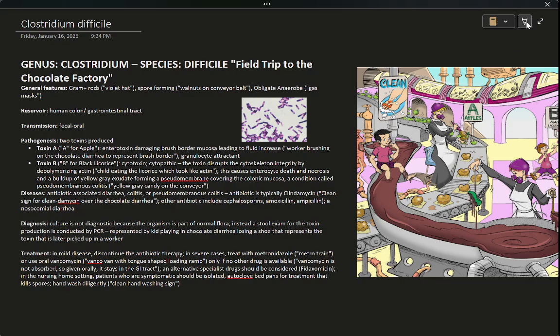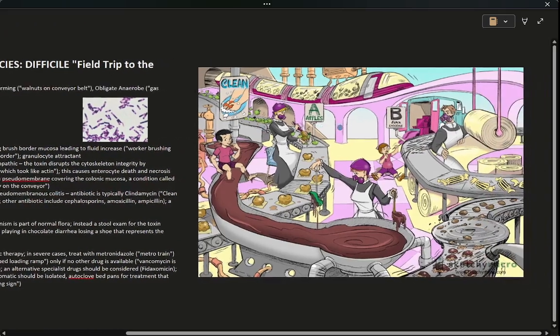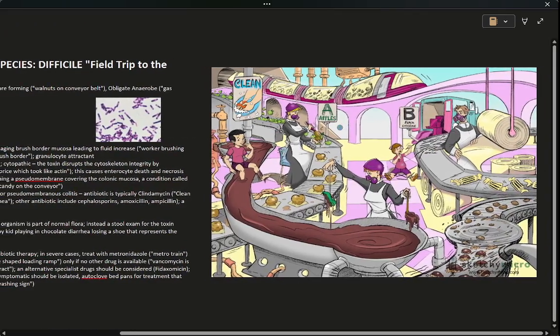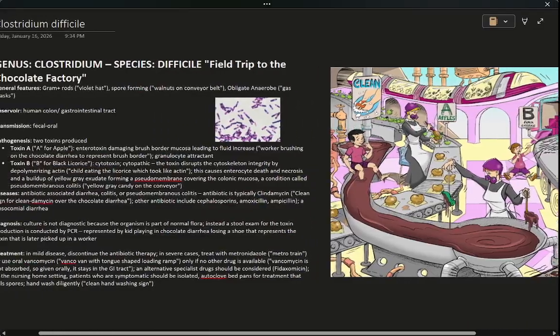In this video, we're going to be learning about the bacteria called Clostridium difficile. So, obviously, this bacteria belongs in the genus Clostridium and the species difficile. We're going to be using the sketchy image to learn more about this bacteria. The image is titled "The Field Trip to the Chocolate Factory." So just think about Willy Wonka and his chocolate factory.